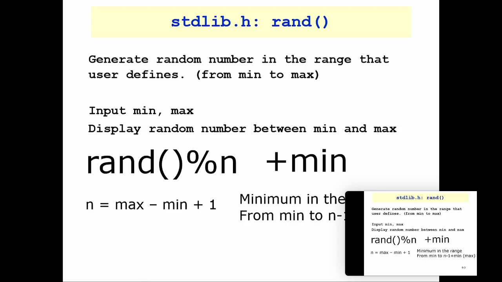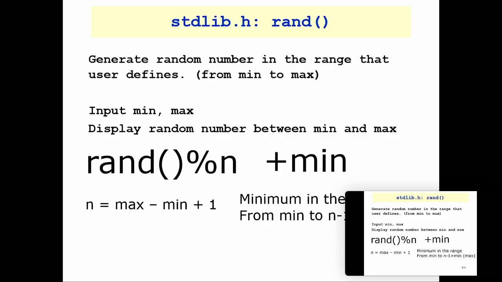For example, for the 6-sided dice, you want to generate a number from 1 to 6. There are 6 kinds of numbers, right? So this n has to be 6. Then what is the minimum number? 1. Add 1, right?